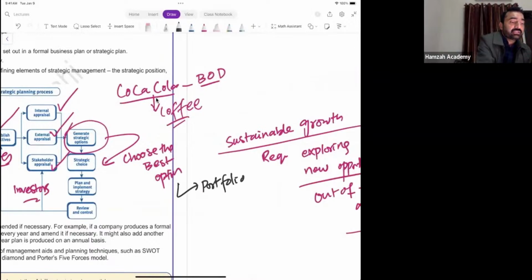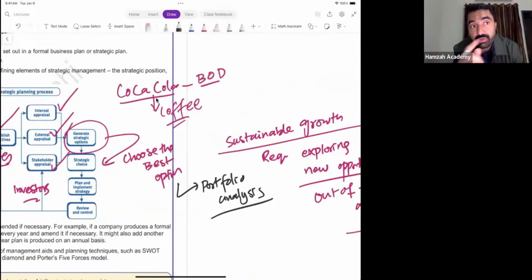Portfolio analysis. Okay, I have now connected a topic, portfolio analysis. When portfolio analysis is performed by companies, sometimes they might decide to discontinue their products. Sometimes they might want to add new products.